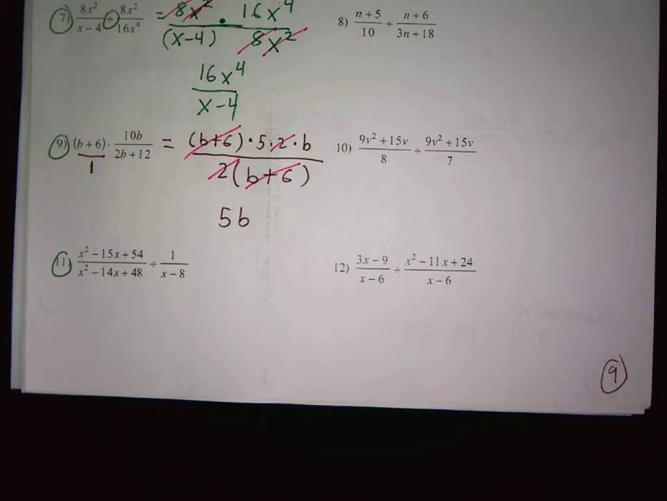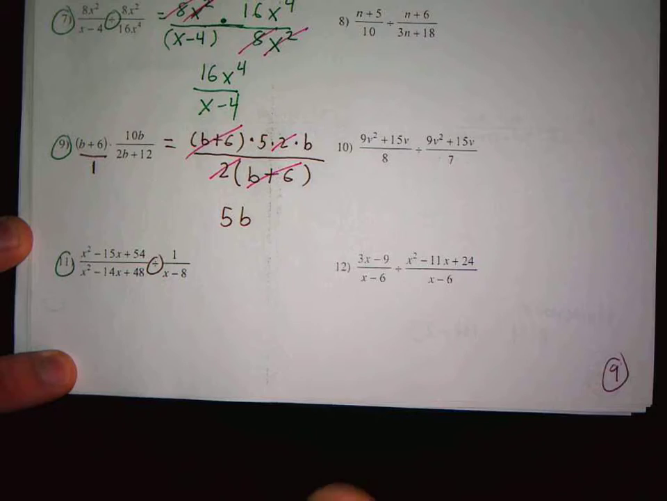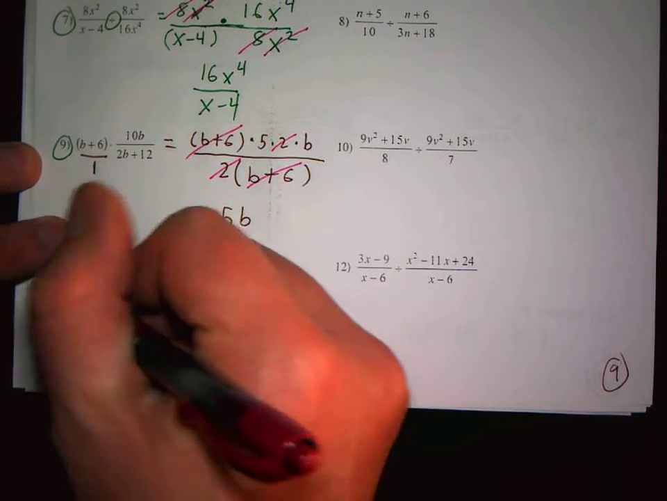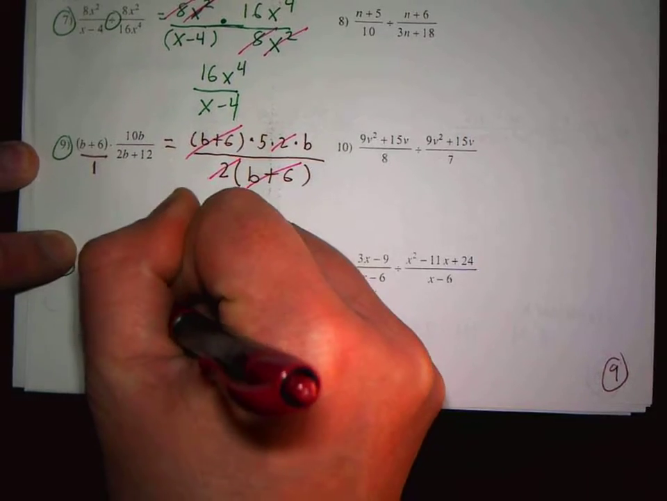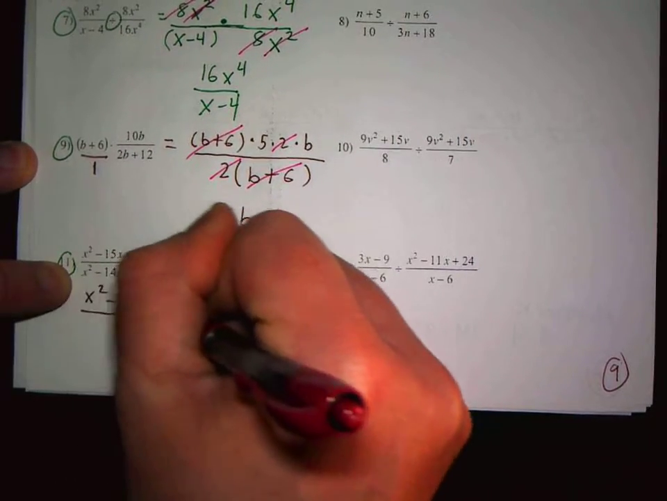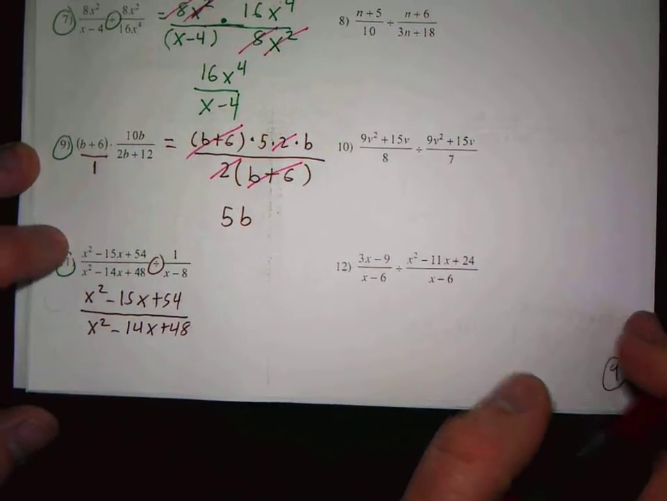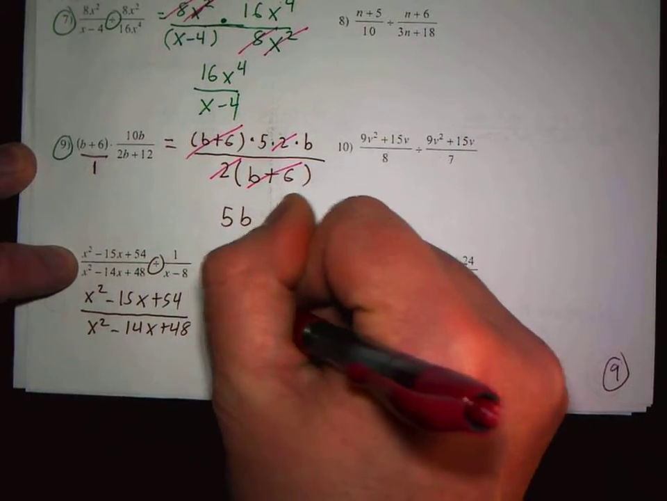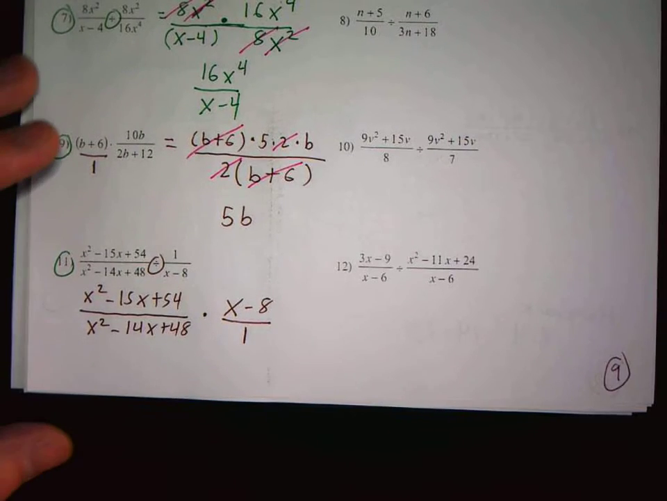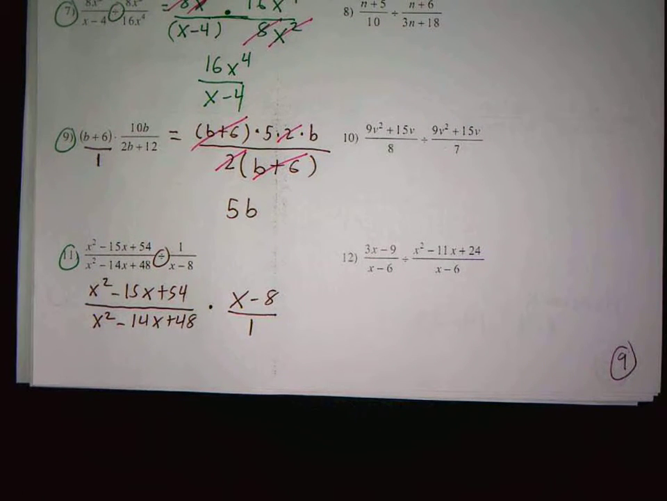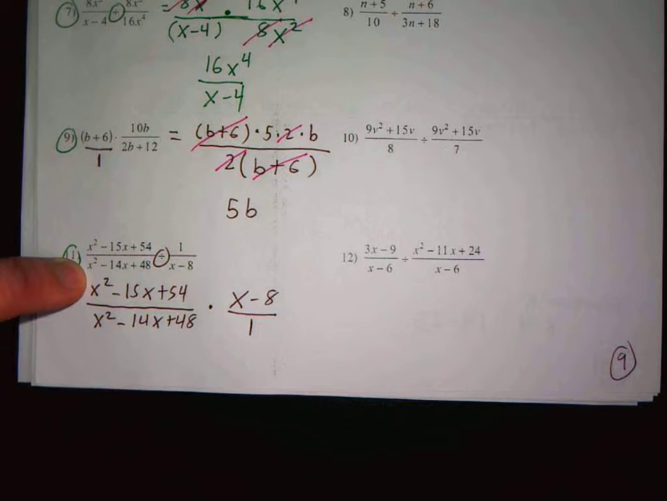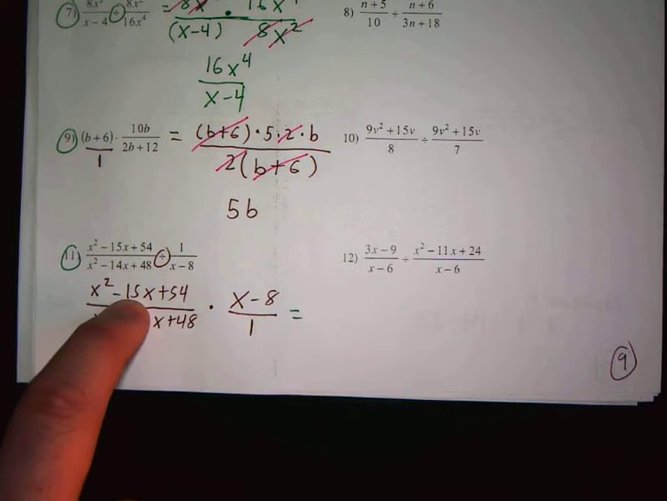Number 11, this is division, so I need to change that to multiplication. Alrighty, so I'm going to copy this one the same. The one on the left stays the same. But the fraction on the right inverts. Alright, what cancels? Nothing. You have quadratics, okay? Actually, this is a quadratic trinomial. How do you factor that? Yeah, or we could do this in our head. What two numbers multiply to 54, add to negative 15?